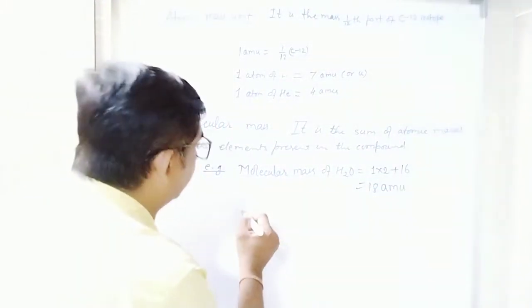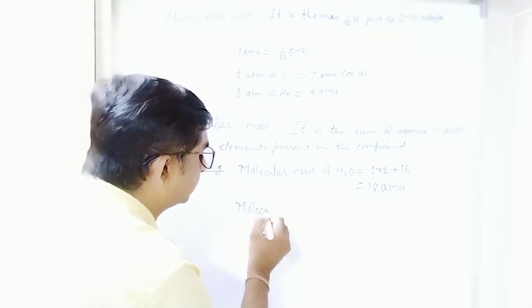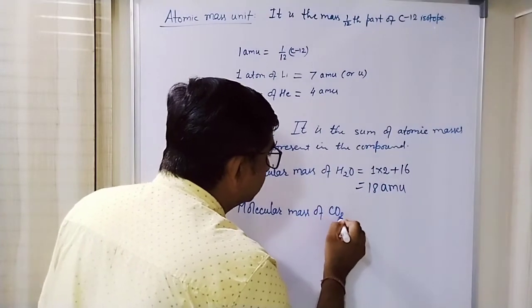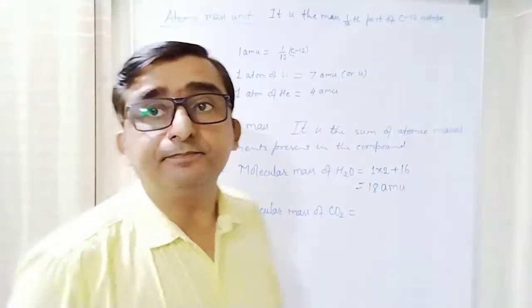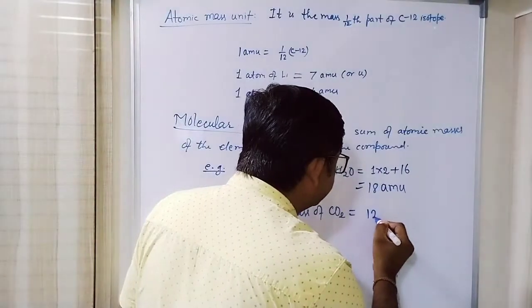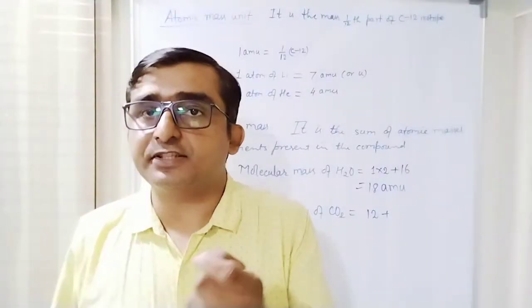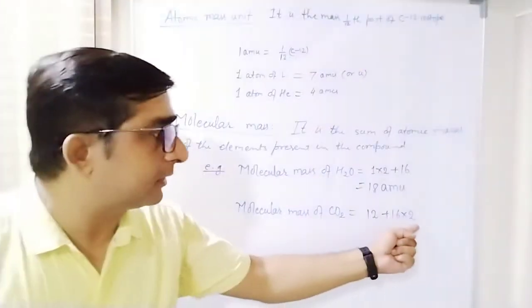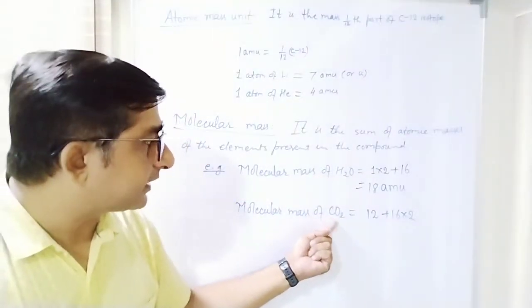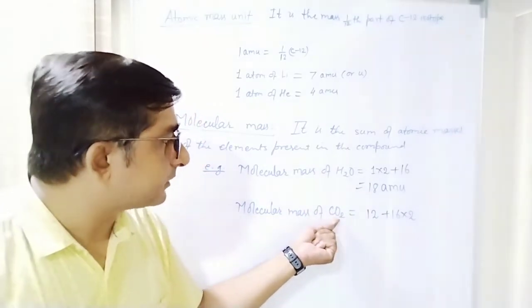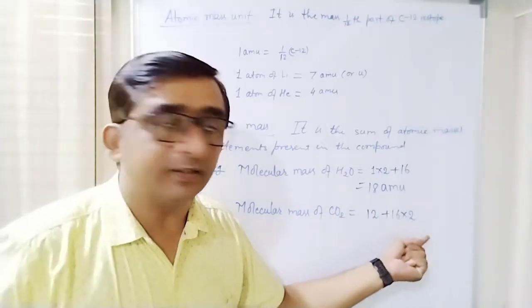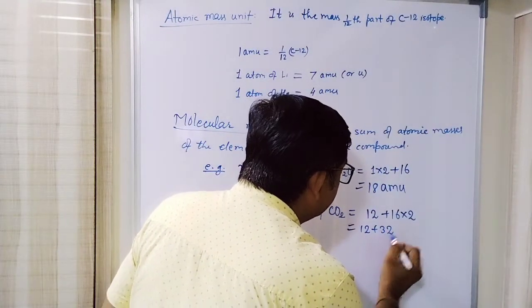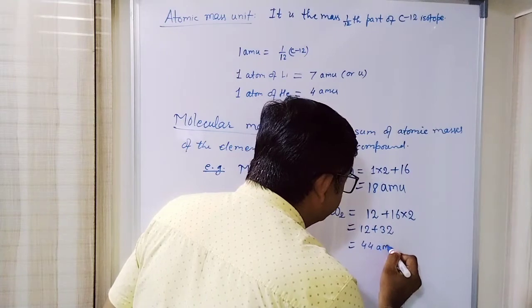Similarly, if I have to find the molecular mass of carbon dioxide, CO2, take the mass of carbon, that is 12, and the mass of oxygen, that is 16, but there are a total of 2 atoms of oxygen, so we multiply this by 2. So 1 atom of carbon is 12, and 2 atoms of oxygen is 16 into 2. Total it becomes 12 plus 32, equal to 44 AMU.